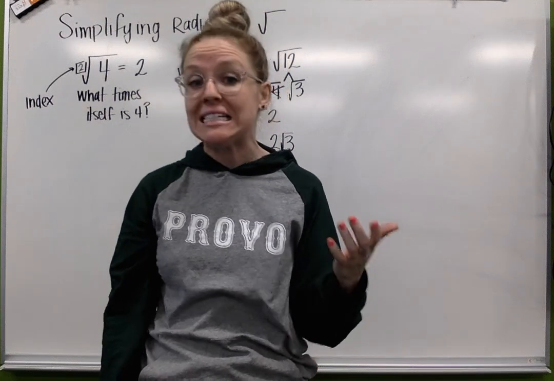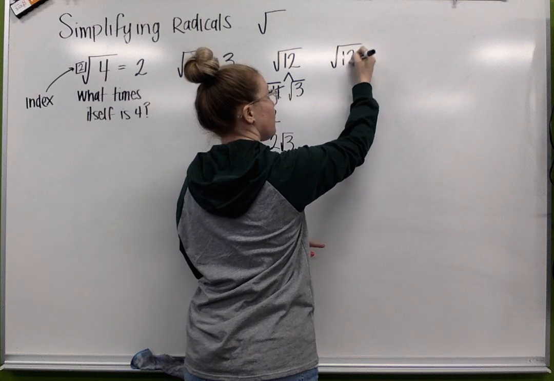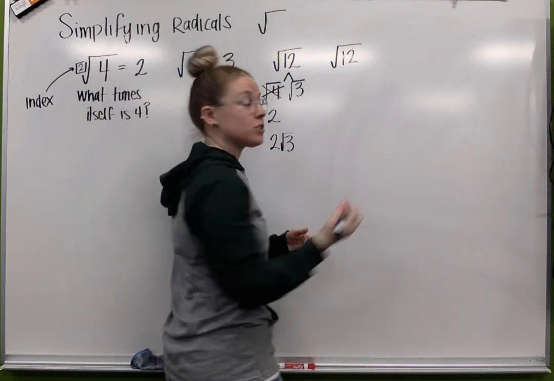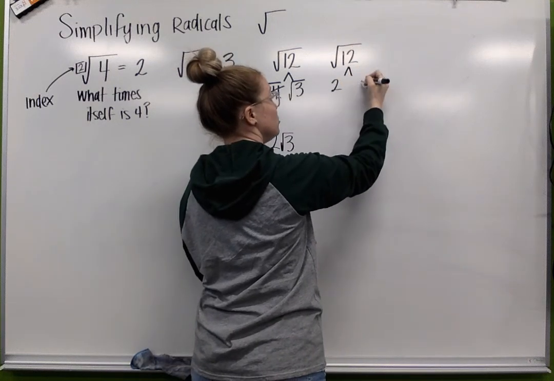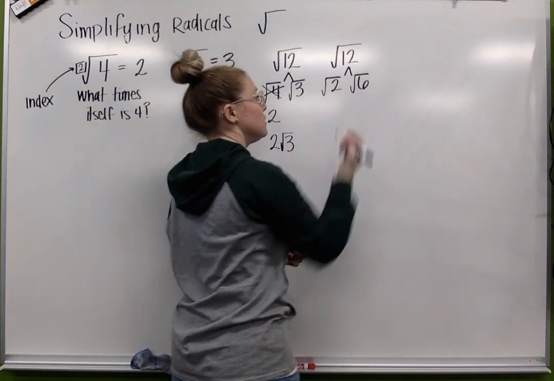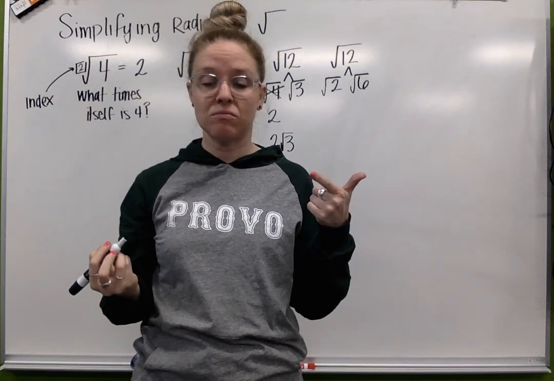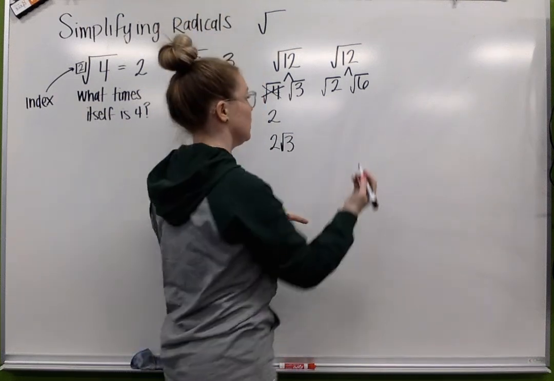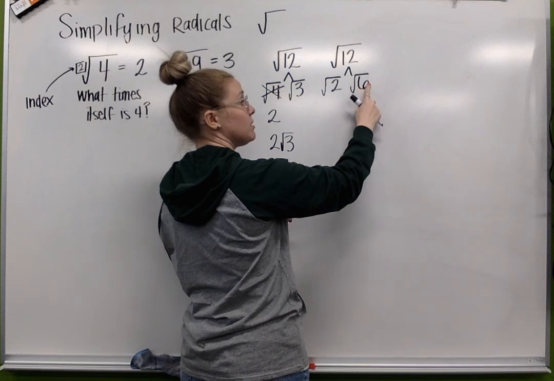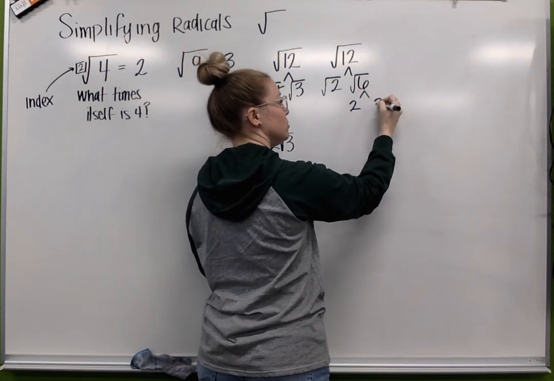But what happens if I didn't use 4 and 3? So let's revisit. Here's 12 again. Factors of 12, I could have used 2 and 6. And if I square root these, there's no square root of 2, and there's no square root of 6. So now what do I do? All right, 2 is prime, 6 is not. So I'm going to factor 6 to 2 and 3.